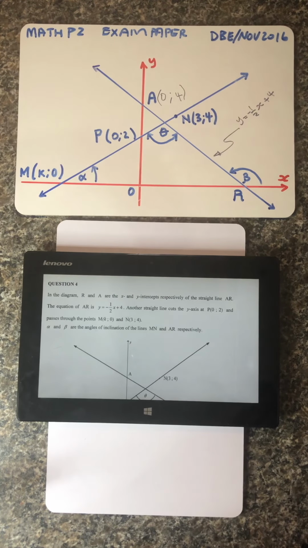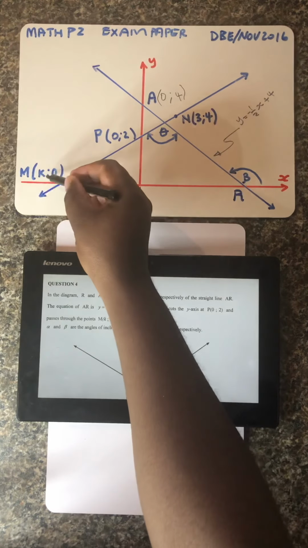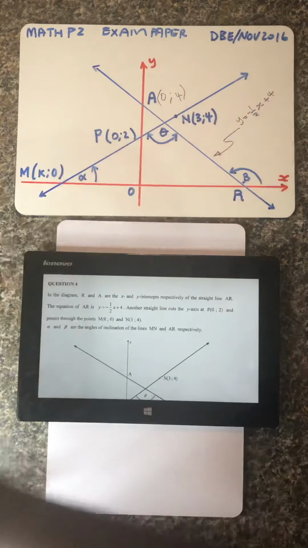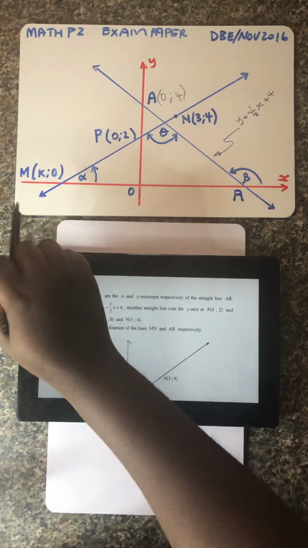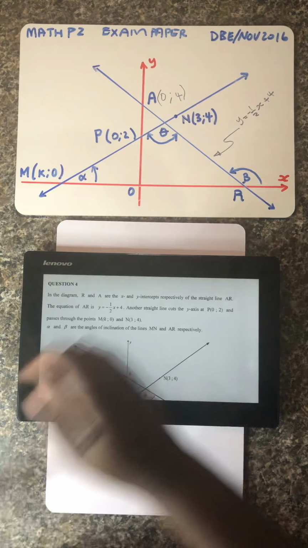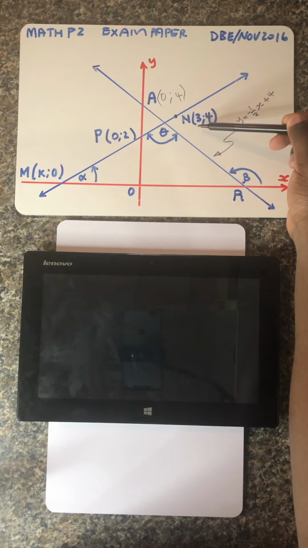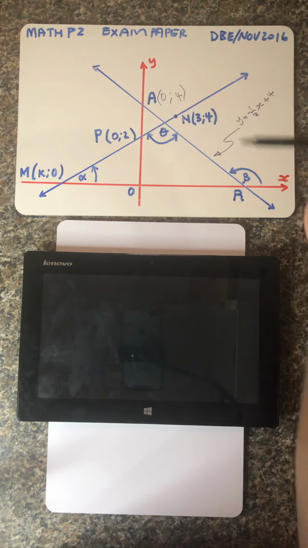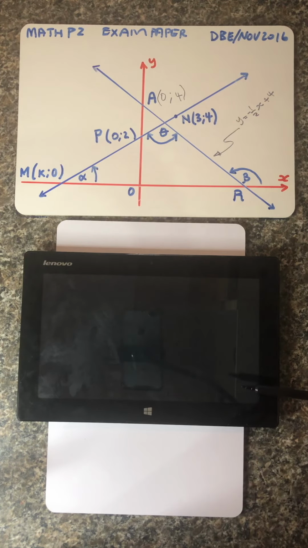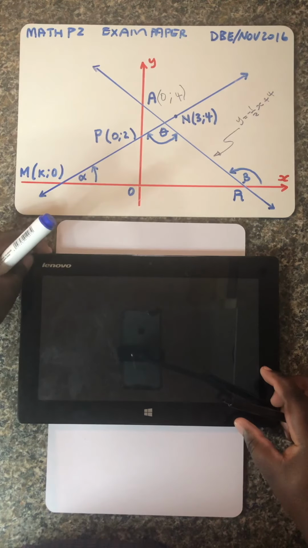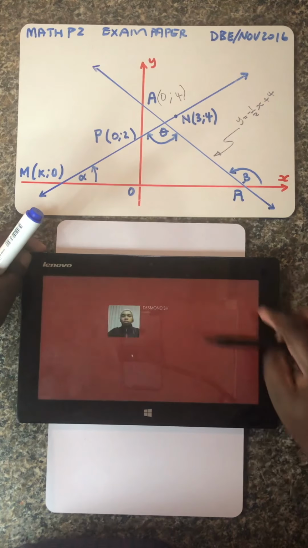So guys, let's see. Obviously at K, the x value is referred to as K. The y value is 0 at the x-intercept. And again, at that point N, you've got the x, which is 3. You've got the y value, which is 4. Okay, so let's see guys. I just want to see if there's something that I'm missing or if we should continue with this statement.